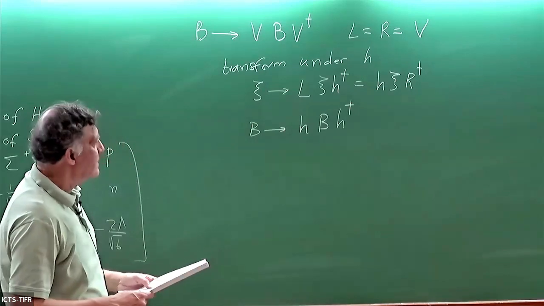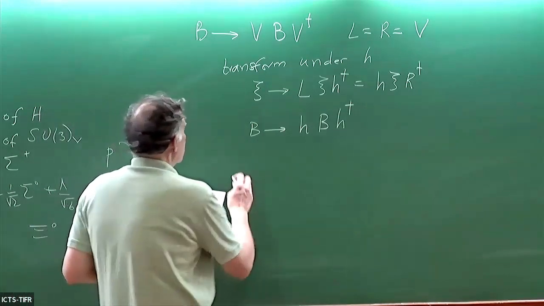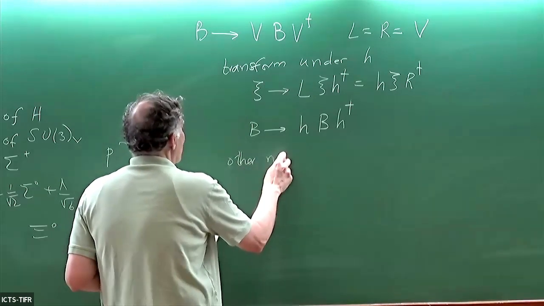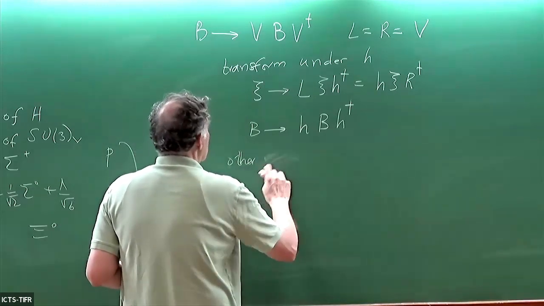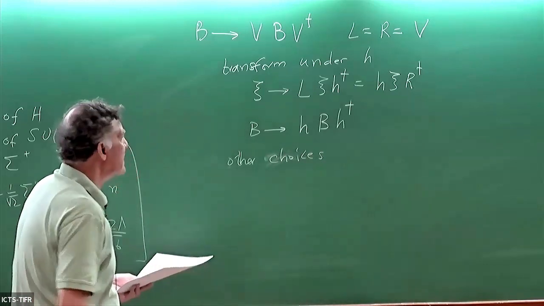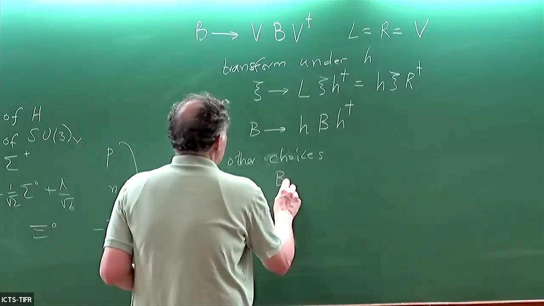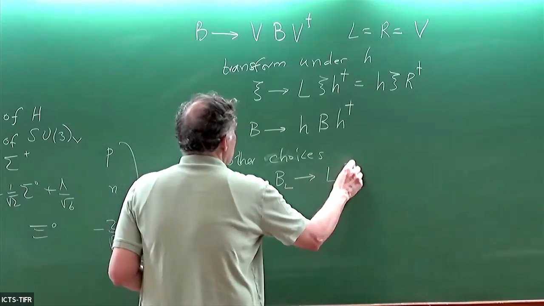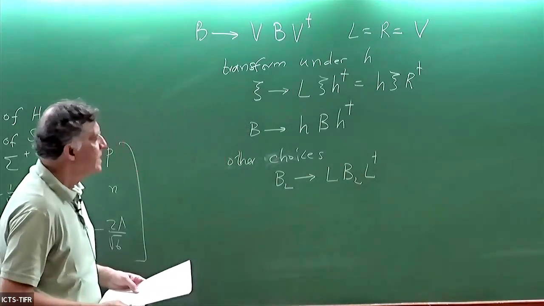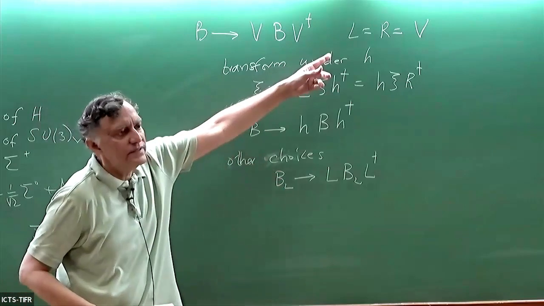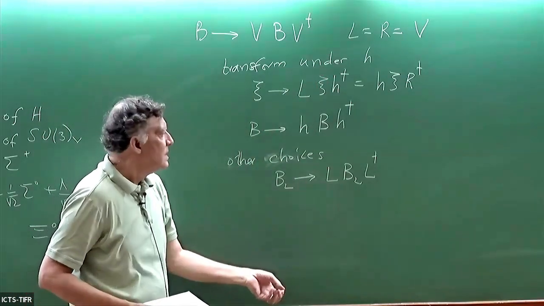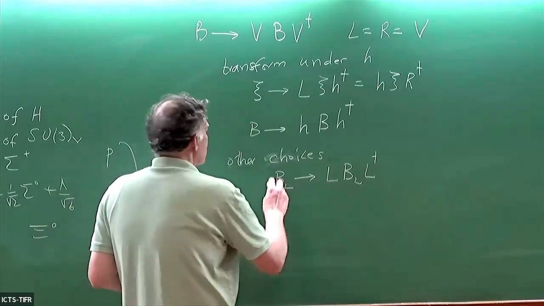And there are other choices you could make. So this is the nicest one, for the Feynman rules and everything. Sorry, other choices are nice, but historically people, let's suppose you said B left went to L B left L dagger. Well, you can do that because under the SU3 vector transformation where L is equal to R is equal to V, this is also an adjoint. Let's put some other symbol here, B twiddle.